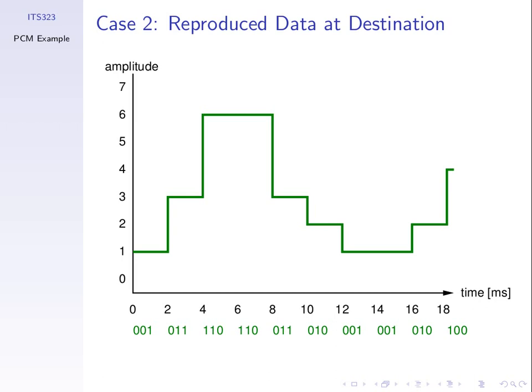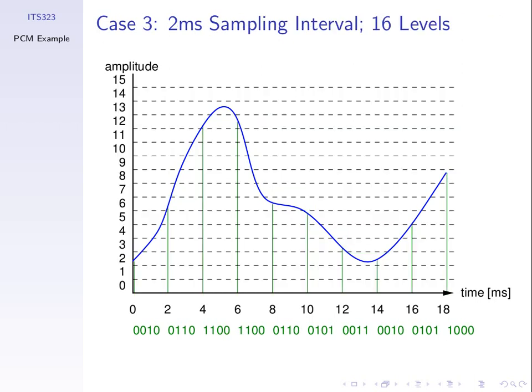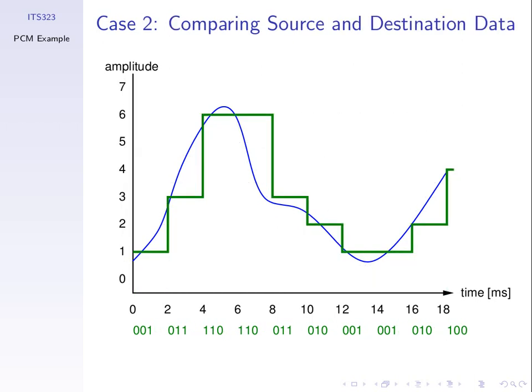Is it the same as the original analog data? Well, no, it's not. Is it better than the previous one? Well, we'll see it's slightly better. Better in terms of it's closer. I've got a picture later. We'll see. So in case 2, we reduce the sampling interval from 4 milliseconds to 2 milliseconds. Or we can say we increase the sampling rate. In the first case, the rate was 1 every 4 milliseconds, or 250 per second. In this case, it's 500 samples per second.